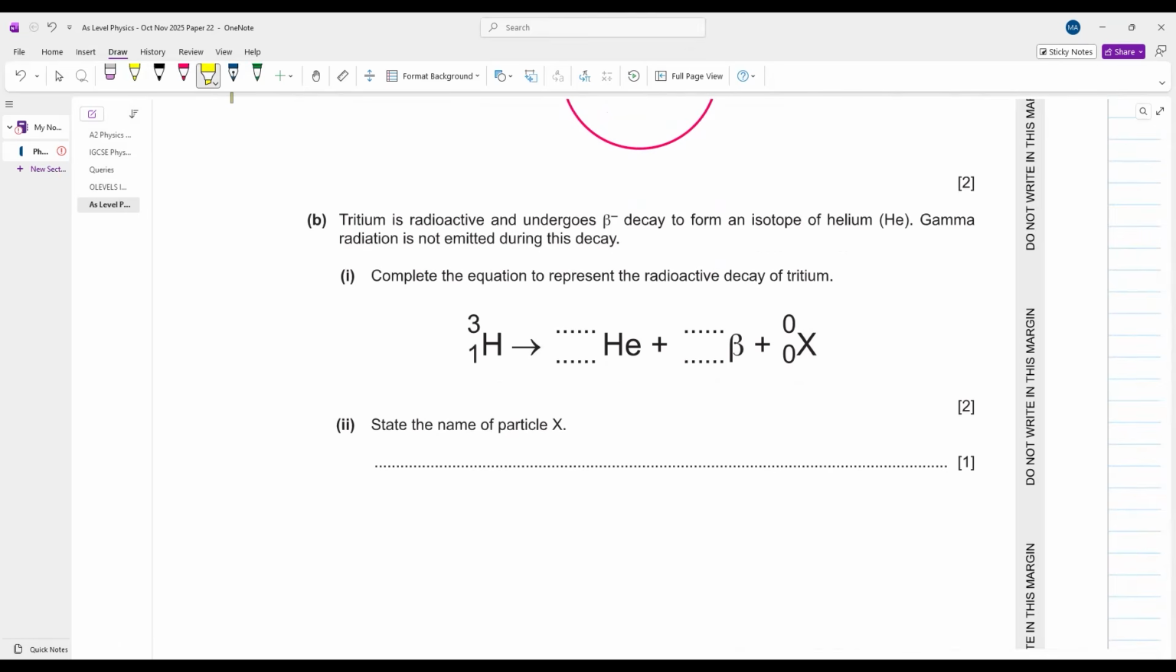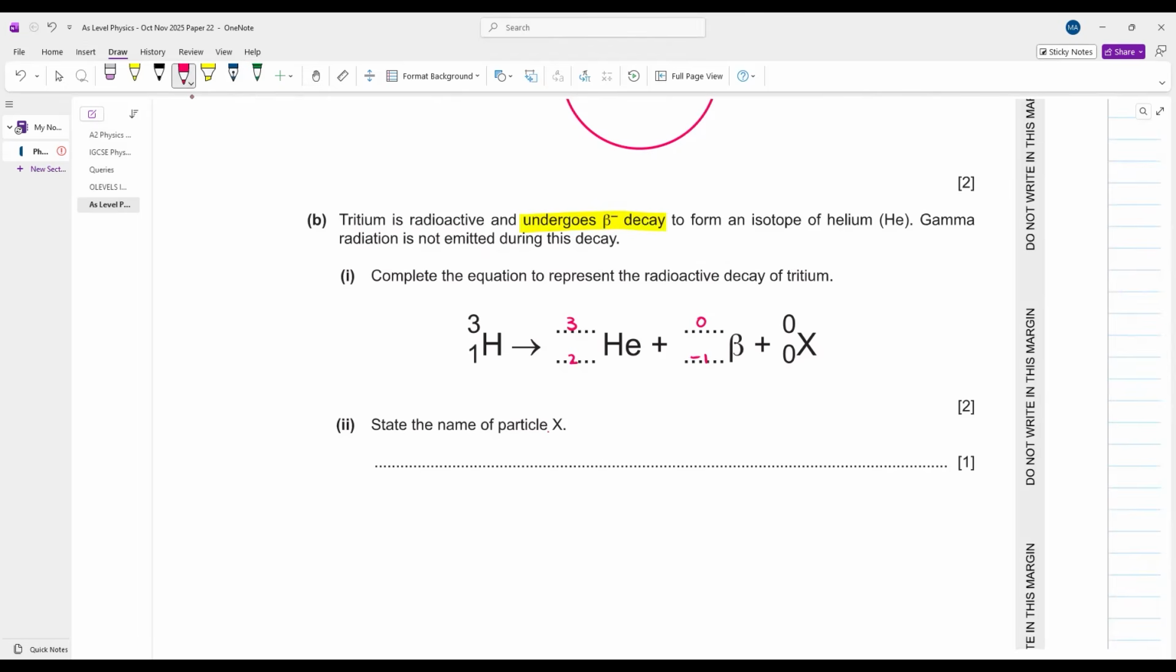Tritium is radioactive and undergoes beta negative decay to form an isotope of helium. Gamma radiation is not emitted during this decay. Okay, so complete this equation. We know that we are undergoing beta negative decay. If you are undergoing beta negative decay, what will happen? Proton number increases by 1. Mass number remains unchanged. State the name of the particle X.